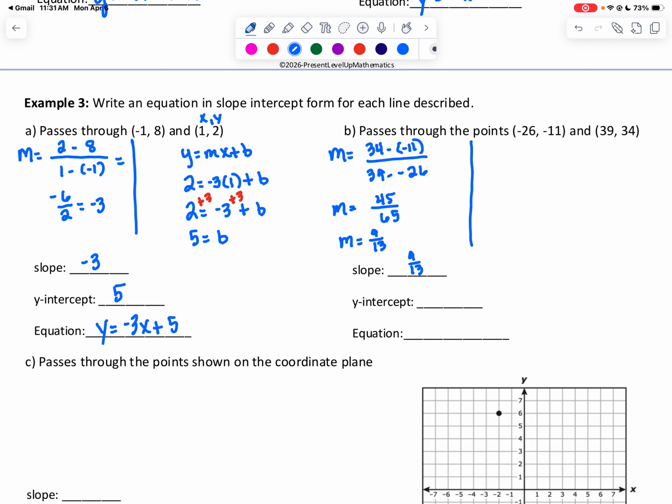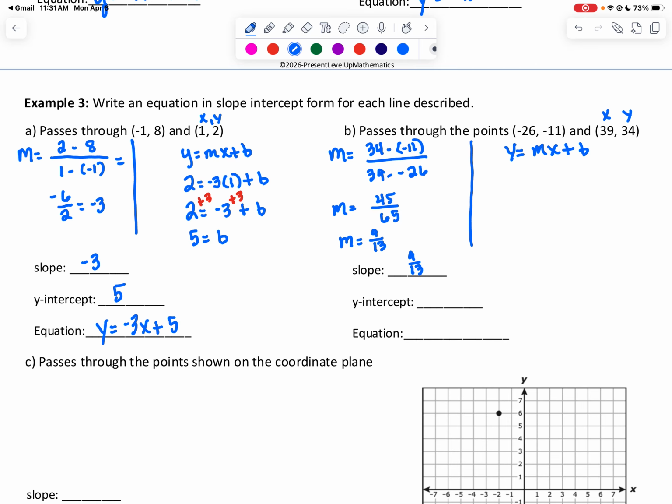So once you found your slope, now you're going to use your formula, y equals mx plus b, to find your y-intercept. Now, again, you can only choose one of these points to use in this formula. So please do yourself a favor and choose the more friendly point. So I would go with the 39, 34 because there's no negatives. You'll make a lot fewer mistakes if you can avoid negatives. Sometimes you can't avoid them.